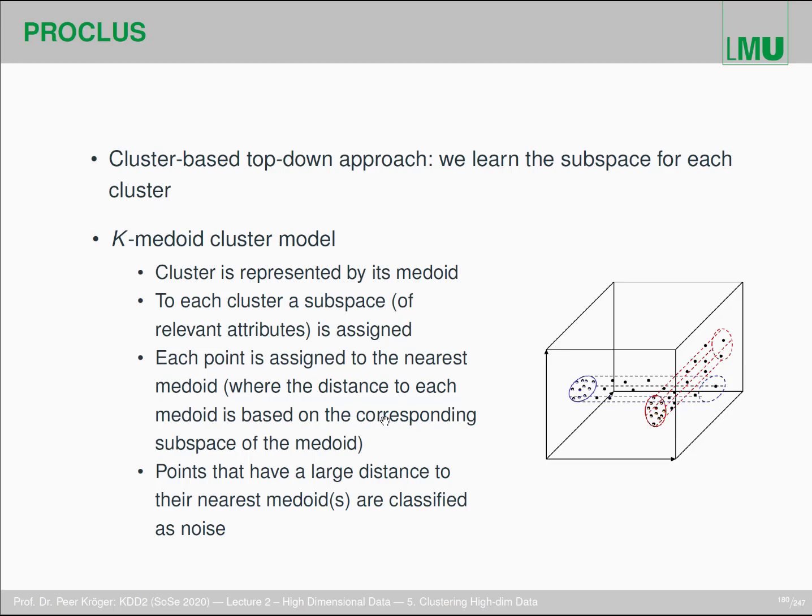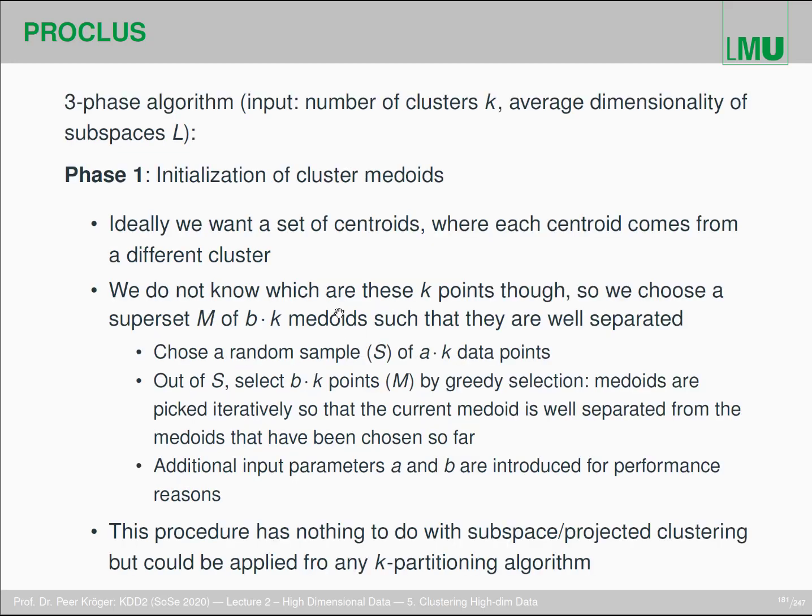Since a lot of things can go wrong here with these projections, the authors of PROCLUS have tried to accommodate also noise. So points that have a large distance to the nearest medoid are classified as noise. Large means typically you apply a threshold, and if points are farther away from the nearest medoid than this threshold, they are classified as noise.